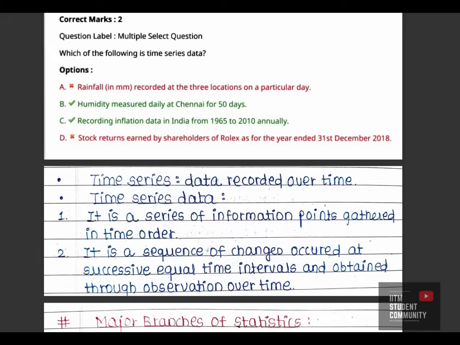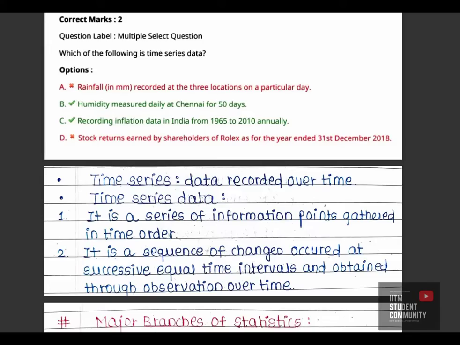Now option B says humidity measured daily at Chennai for 50 days. Now here the humidity has been measured for a period, that is 50 days at a single point. So yes, this is a time series data. Option C says recording inflation data in India from 1965 to 2010 annually. Now even this data is recorded over years. So this is a time series data.